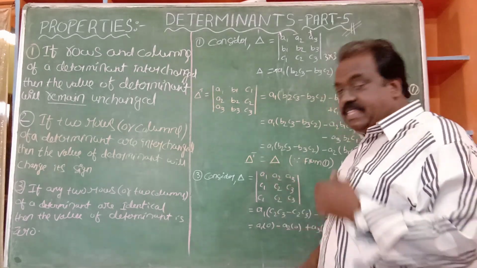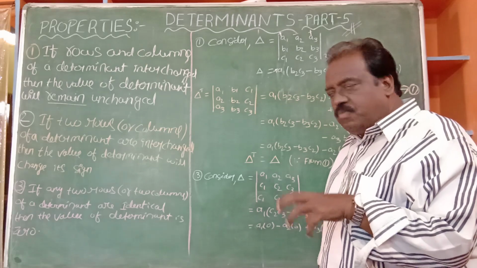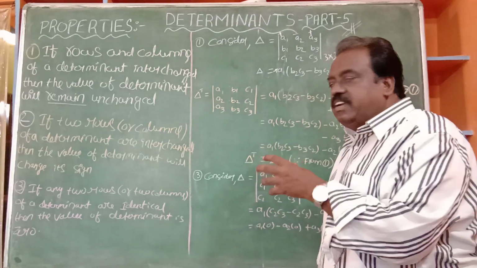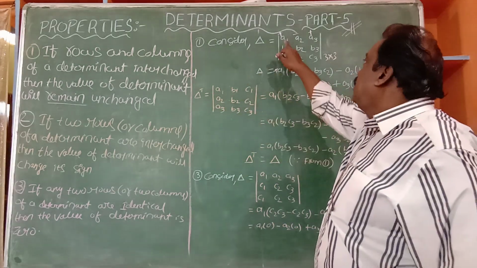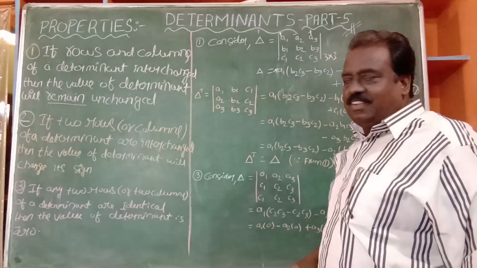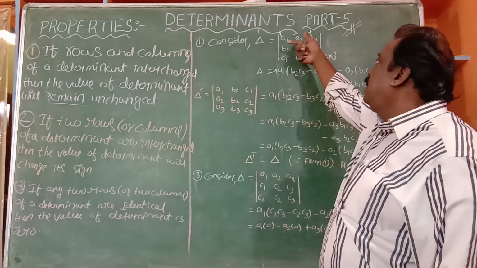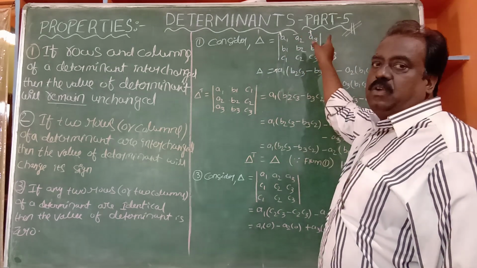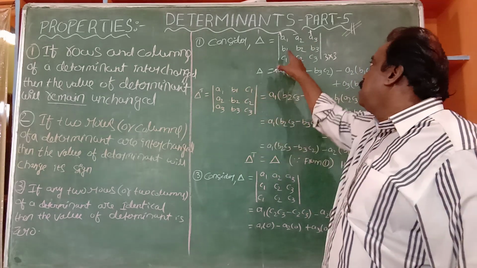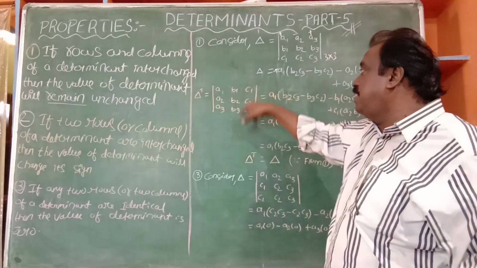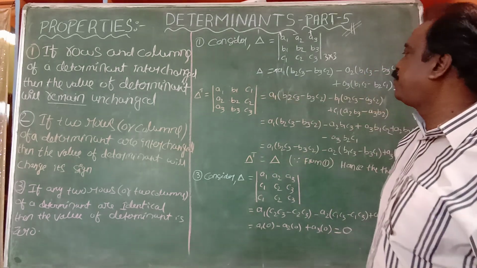Delta power T, that is the transpose. Actually, the transpose of the matrix. For the notation, power T, delta power T, is the transpose of the determinant. That means the rows and columns are interchanged according to the statement given in the first property. Here delta is this one. A1, A2, A3, the first row, will become the first column. Rows and columns are interchanged. B1, B2, B3 is the second row, but here it is the second column. C1, C2, C3 is the third row; here it is the third column.